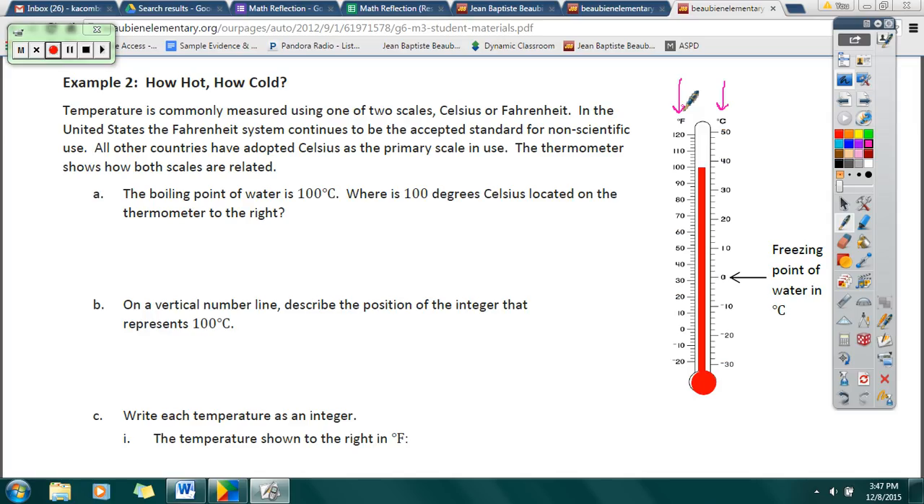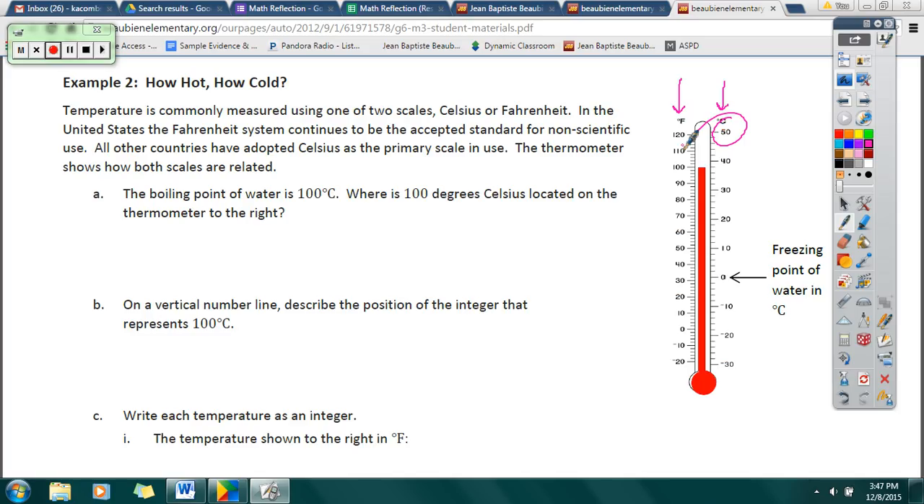The boiling point of water is 100 degrees Celsius. Where is 100 degrees Celsius located on the thermometer to the right? It's not, because as you can see, our thermometer only goes up to 50 degrees Celsius. This thermometer is probably used to take a temperature, and if our bodies were at 100 degrees Celsius, our blood would be boiling.